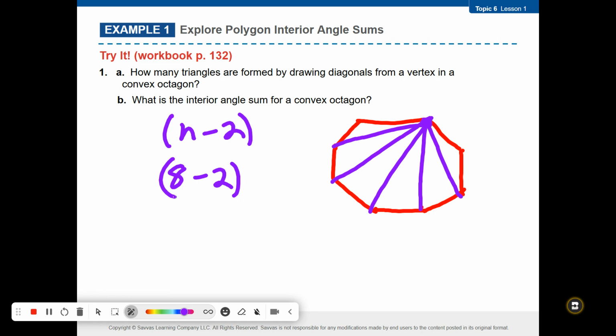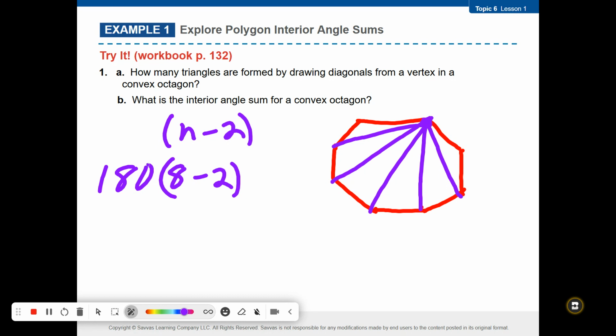Now someone tell me, if I was going to add up all these degree measures that these triangles are giving us, how many degrees are in a triangle for me to utilize this? 180. So this is 180 times the 8 minus 2. So that is where this whole interior angle theorem comes from. It's broken up by these triangles.